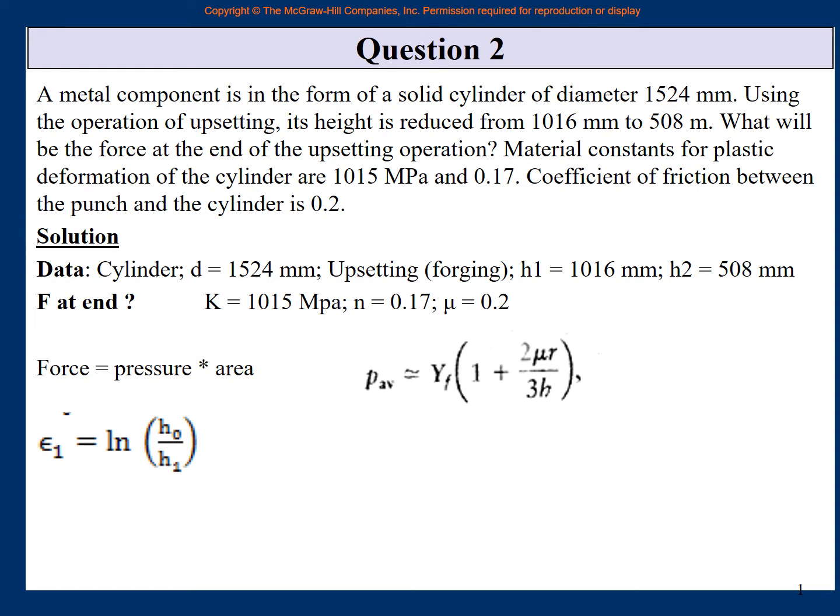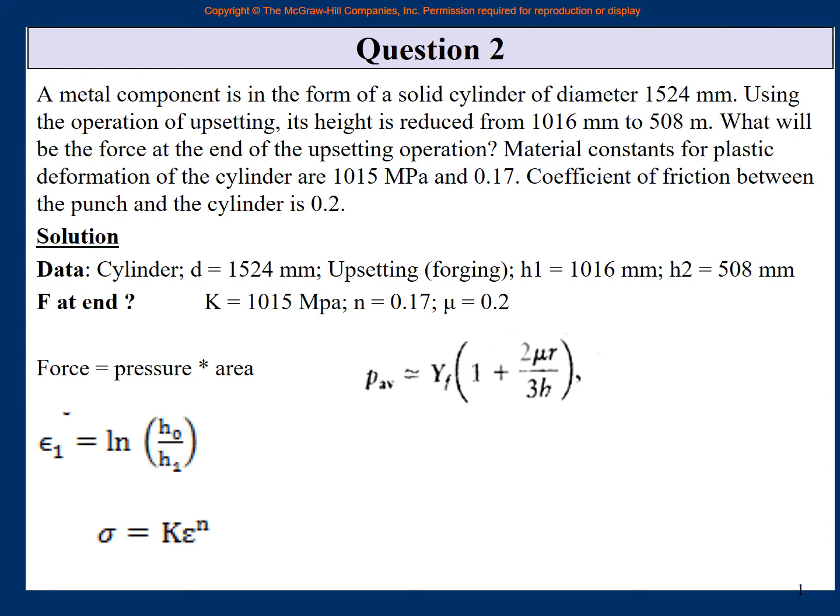We know that we will need a strain definition in the flow stress. So strain is ln H naught upon H1. H naught and H1 are both given, so this can be found out very simply. The flow stress Y or sigma is K epsilon to the power N, right? K is already given, N is already given, and epsilon is from here. So now you put this value of epsilon here, K and N are known, so sigma or Y is now known. This is a known thing now.